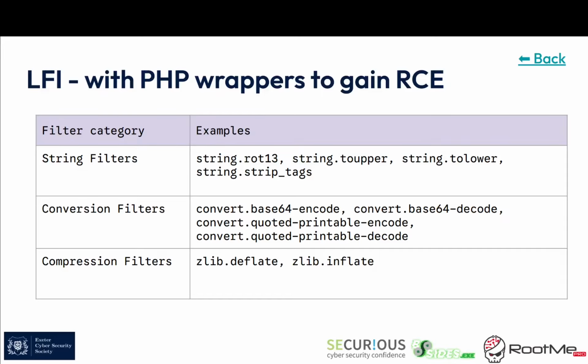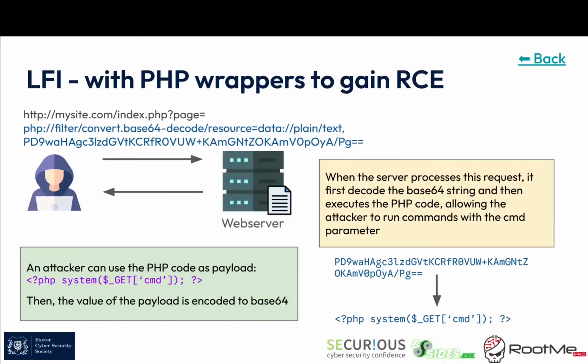So here are a few examples of filters that can be used. There are string filters, for example ROT13, which translates the characters by 13 spaces, like a cipher. You've got toupper and tolower, so capitalize and lowercase. You've got conversion filters, so you can go between base64 and plain text, and you also have some compression filters. And I'll show you how one of these filters would be used in an LFI attack.